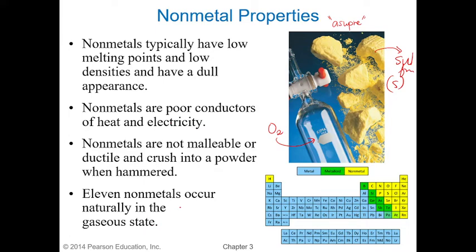Okay? And 11 nonmetals occur naturally in gaseous state. So ano yung mga elements na yon? So you have nitrogen, oxygen, chlorine, bromine, iodine, and then we have your noble gases, helium, neon, argon, krypton, xenon, radon. So yan ang mga yan. These are all gaseous forms. These are nonmetals that are also gaseous.